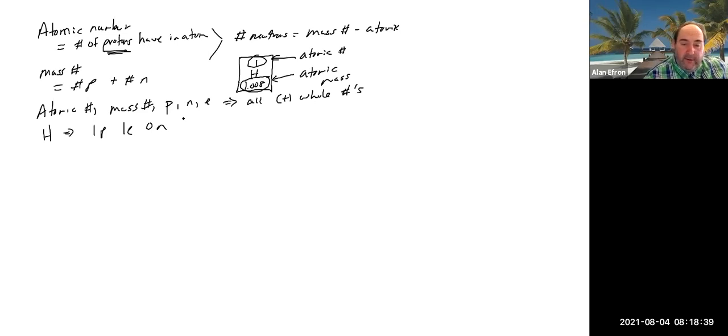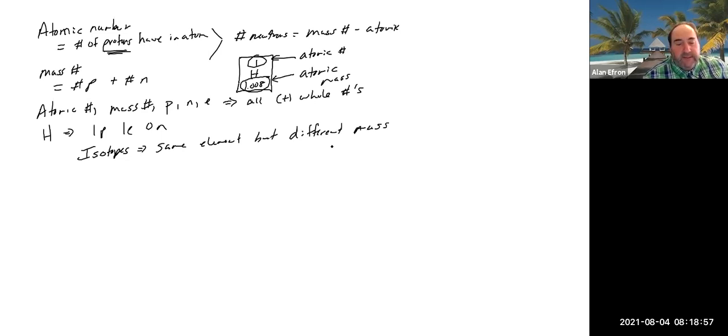Now, we also talked about isotopes. And isotopes are basically the same element, but different mass. And since, as we just talked about, the number of protons determines the element, in order for it to be the same element, it has to have the same atomic number, which means it has a different mass number, which ultimately means that it has a different number of neutrons. Since mass number is protons plus neutrons and protons have to stay the same if it's the same element, it would be the neutrons that are different.